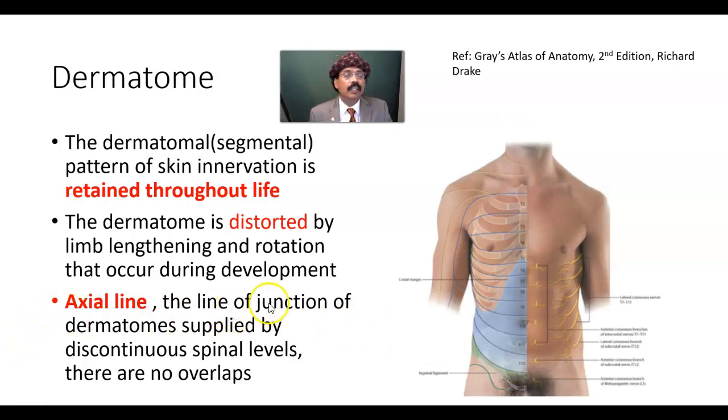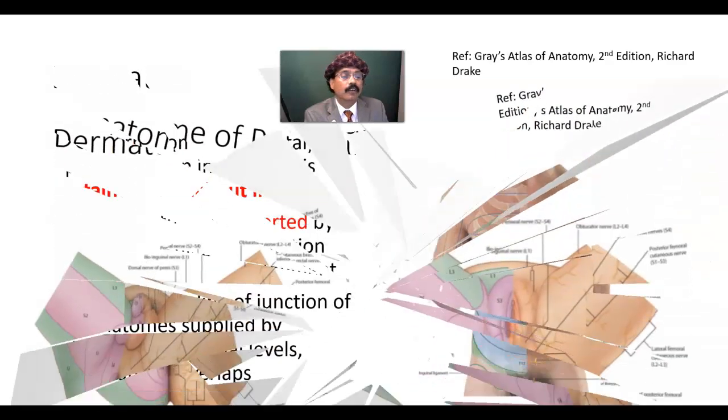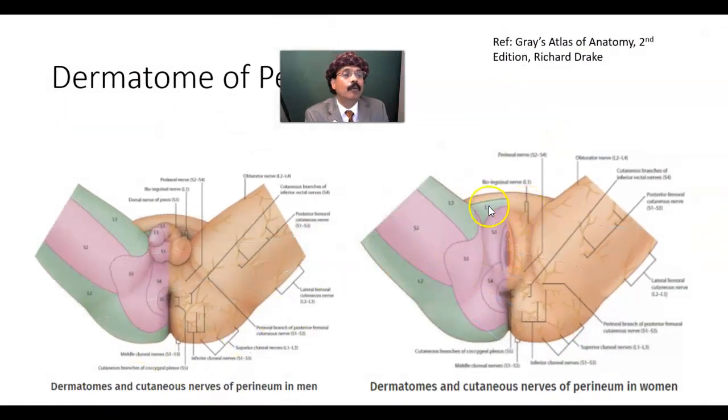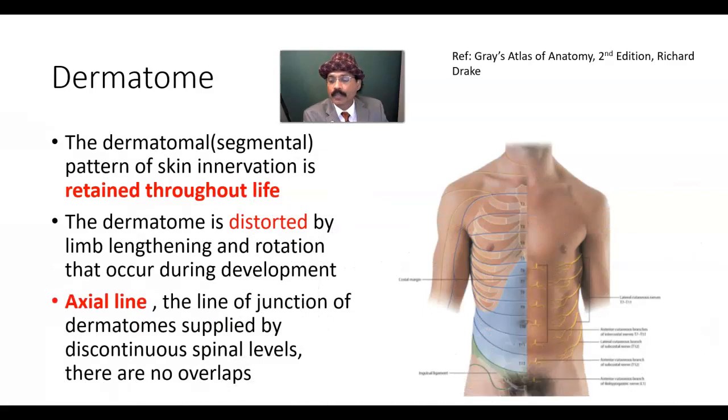Okay, axial line, the line of junction of dermatomes supplied by discontinuous spinal nerves. There are no overlaps there. Discontinuous spinal nerves like that of L1 and S3. We've gone through that part. Okay, here is L1, S3. This is the axial line. We may go through this way. Okay, so we got that.